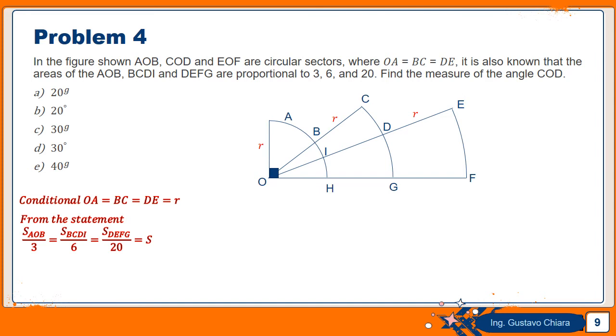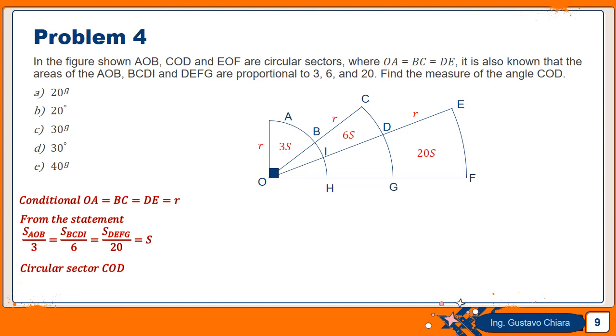Well, from this statement, we get that these areas are proportional to 3, 6, and 20. And so, in the same way, we need to complete this statement in the correct side. Well, the area AOB is equal to 3S. The area BCDI is 6S, and finally the area DEFG is equal to 20S.